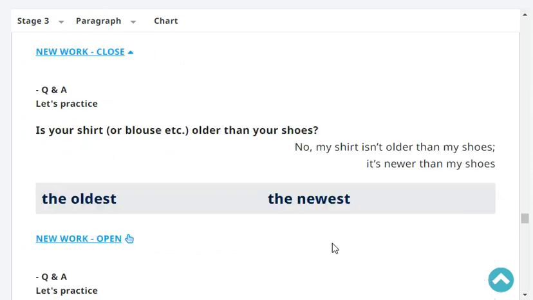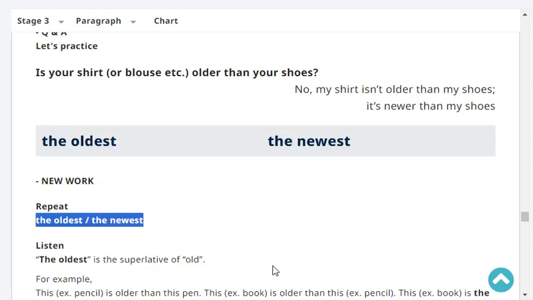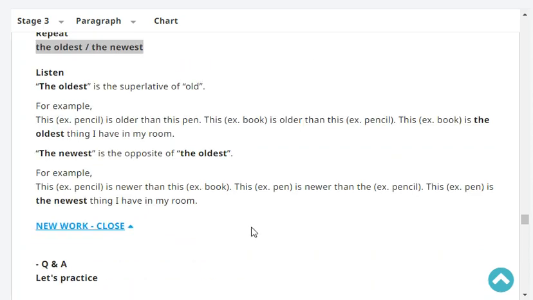Okay, let's practice. Is your shirt older than your shoes? No, my shirt isn't older than my shoes. It's newer than my shoes. Very good. Next, repeat. The oldest, the newest. Very good. Okay.